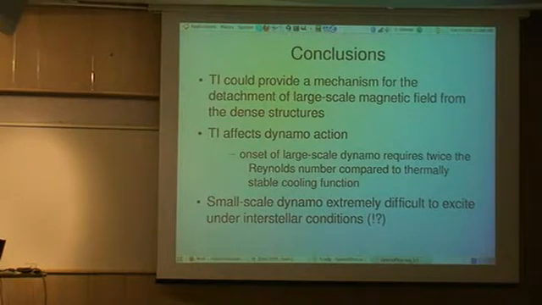So the very simple cases showed us that the scenario that thermal instability could provide a mechanism to detach the large-scale magnetic field from the dense structures may be working, and that the thermal instability is also affecting dynamo action, especially in the way that the large-scale dynamo becomes harder to excite. But the thing we don't really understand at all is why the small-scale dynamo is so extremely difficult to excite with any forcing function we have investigated so far. So thank you.